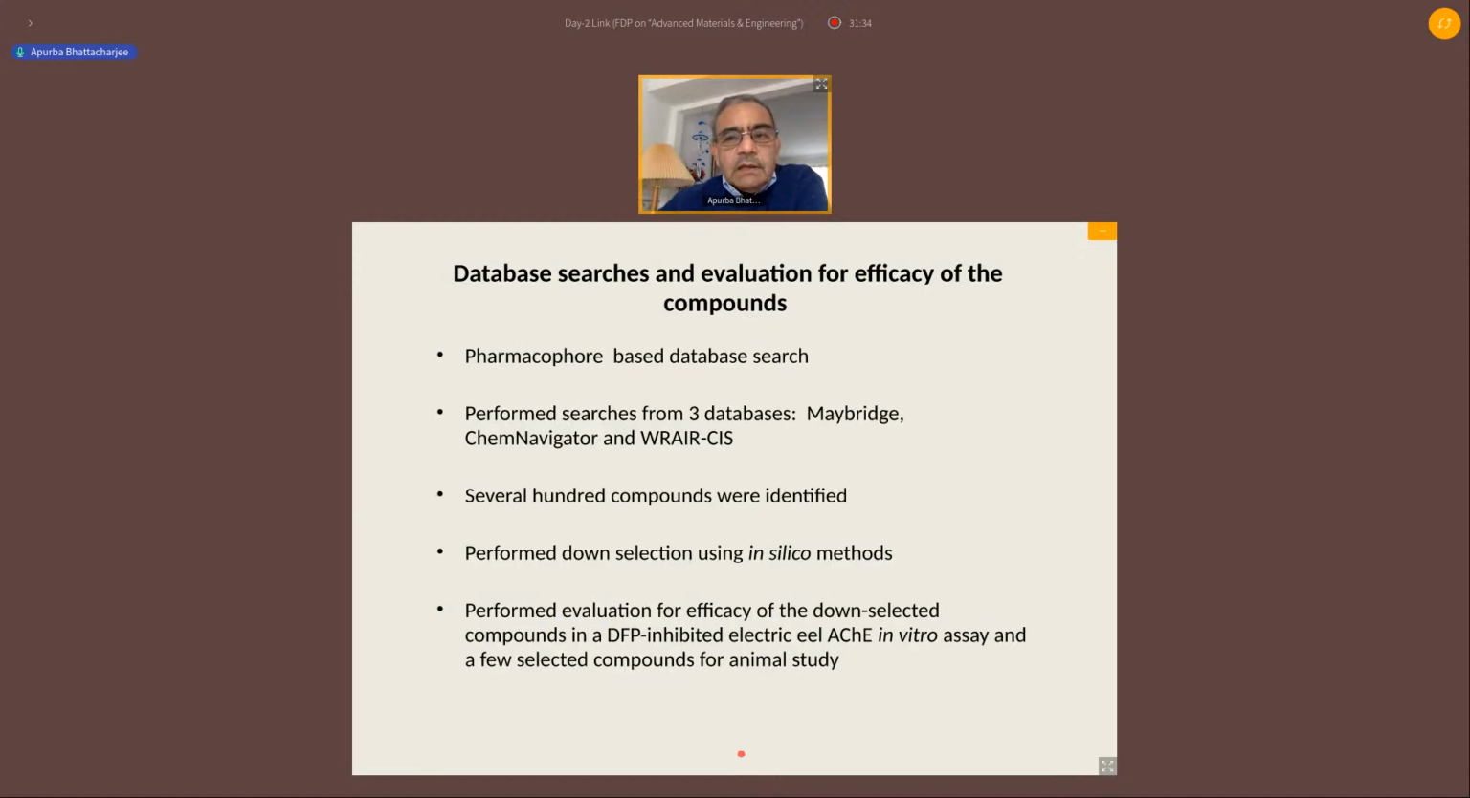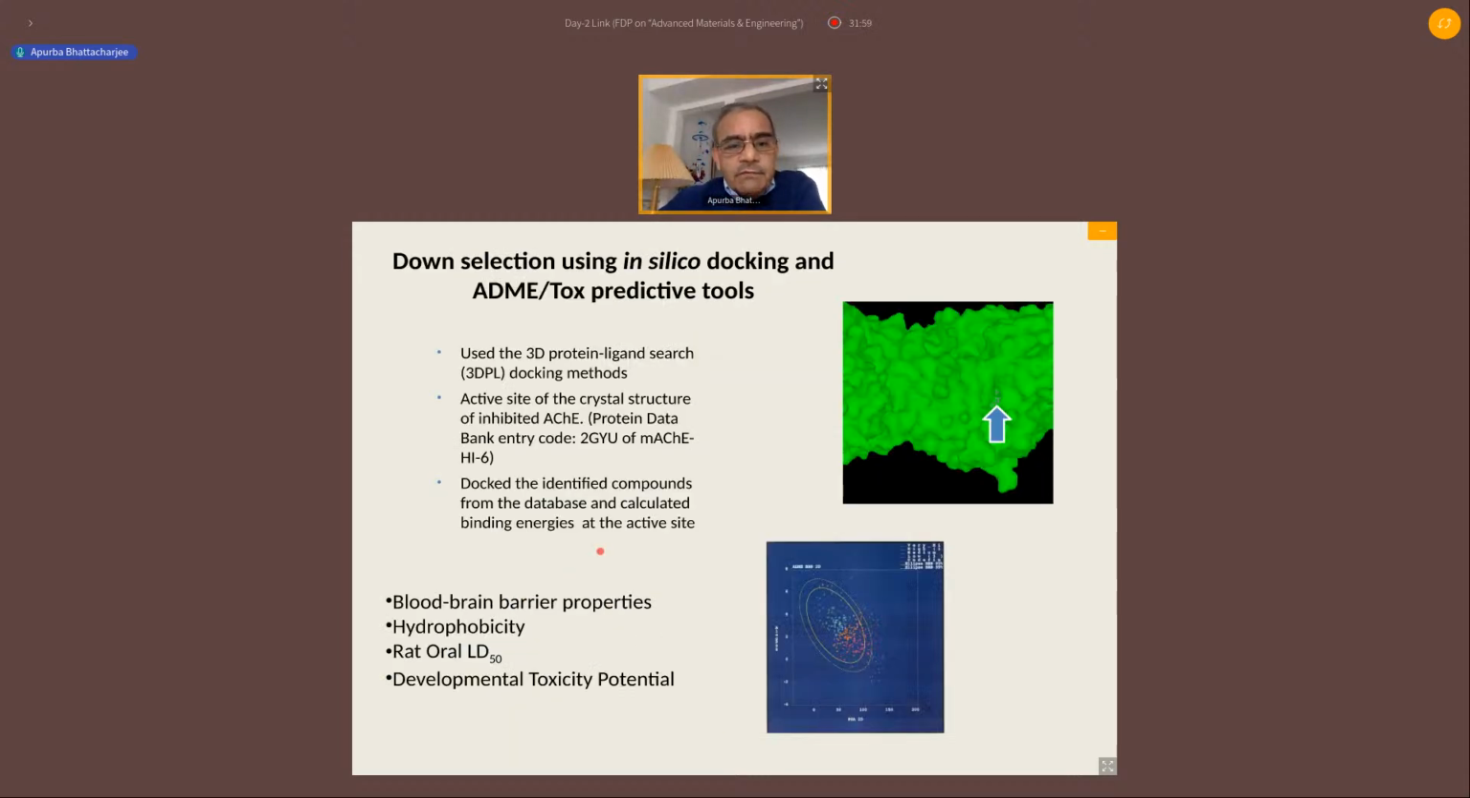Next, we used this for database searches. We performed 3 database searches. These are the common commercial databases, and we also had one in-house database. These are, of course, proprietary databases. And then we found, very interestingly, some 11 compounds.